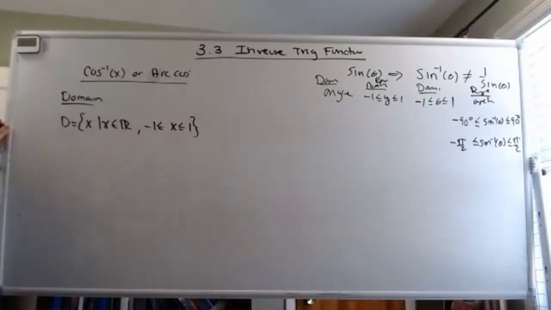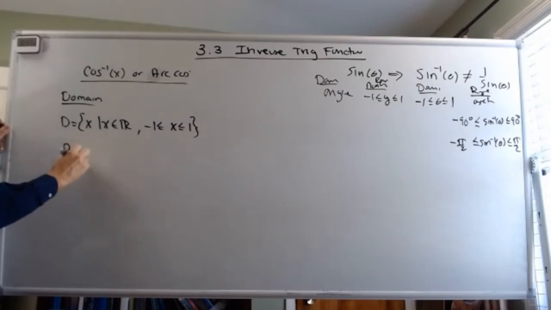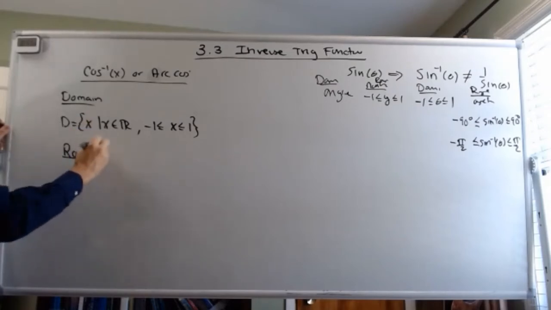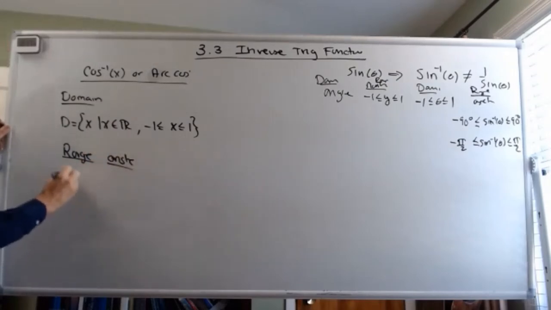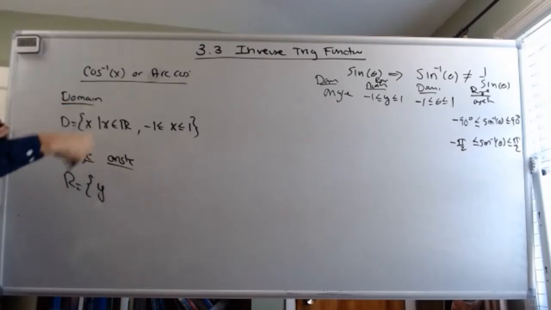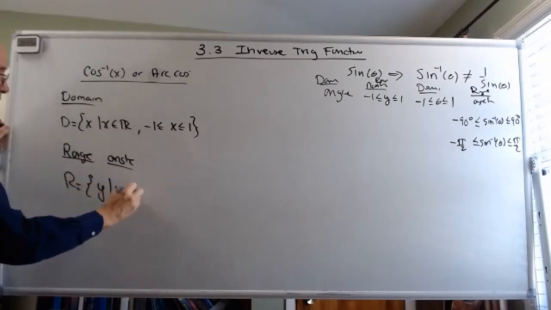Anything out of that, it will not work. So I put in a number, and the range gives me an output angle. Range is an angle that comes out. So the range, I'll call those y values if we wanted to. Not really my x and y associated with the graph. It's more just a generic y. And the range is all y, a real number.